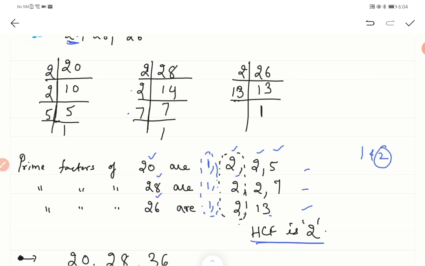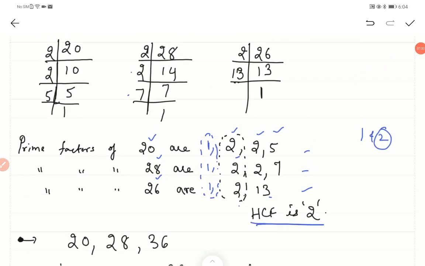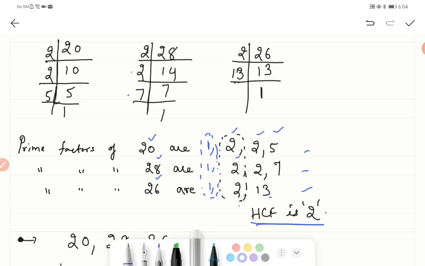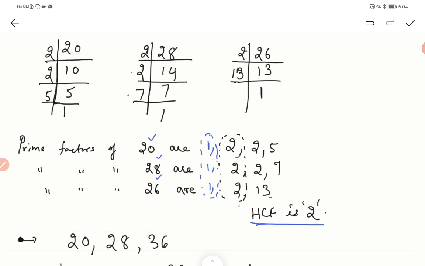Okay, let me take one more example. We have 20, 28, 36. What you'll do is go for finding the prime factors of the given numbers. You can find the normal factors, but the best way to find the highest common factor is to use prime factorization. So 20 we already did. What are the prime factors of 20? For 20 we got prime factors 2, 2, 5, isn't it?